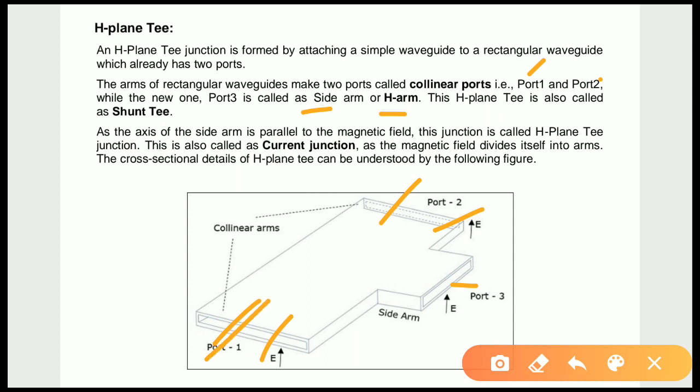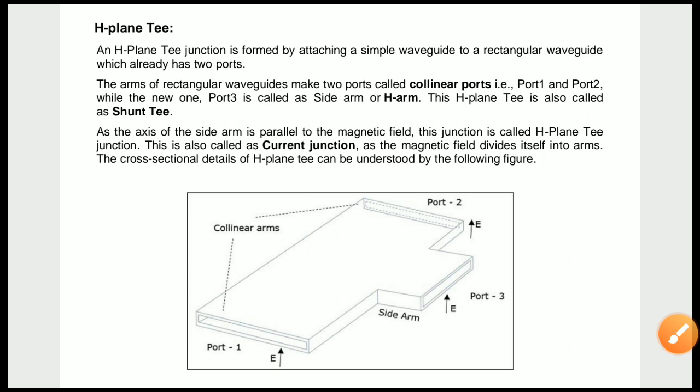The signal which is traveling from port 1 will come out from port 2 in the same phase. Collinear means the signal from port 1 to port 2 will be in the same phase, there will be no phase shift in this signal. So these are the collinear ports, and the port which we have attached to this rectangular waveguide is the side arm or port number 3, which is also called the H arm. This H plane T is called the shunt T. This is another name for the H plane T.